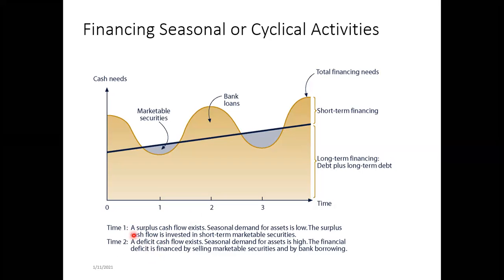At time 1, a surplus cash flow exists. Seasonal demand for assets is low, so the surplus cash flow is invested in short-term marketable securities. And at time 2, a deficit cash flow exists. Seasonal demand for assets is high. Therefore, the financial deficit is financed by selling marketable securities and by bank borrowing, especially bank overdraft.